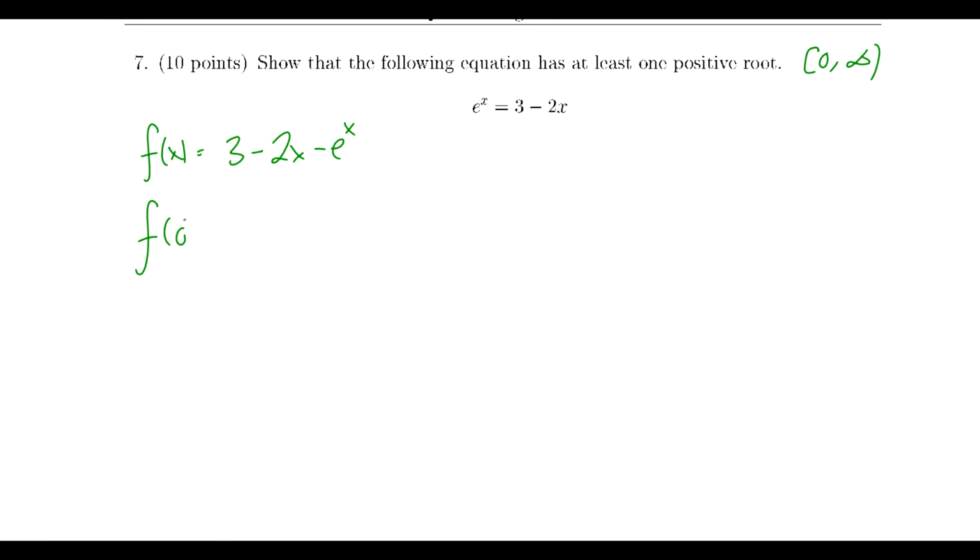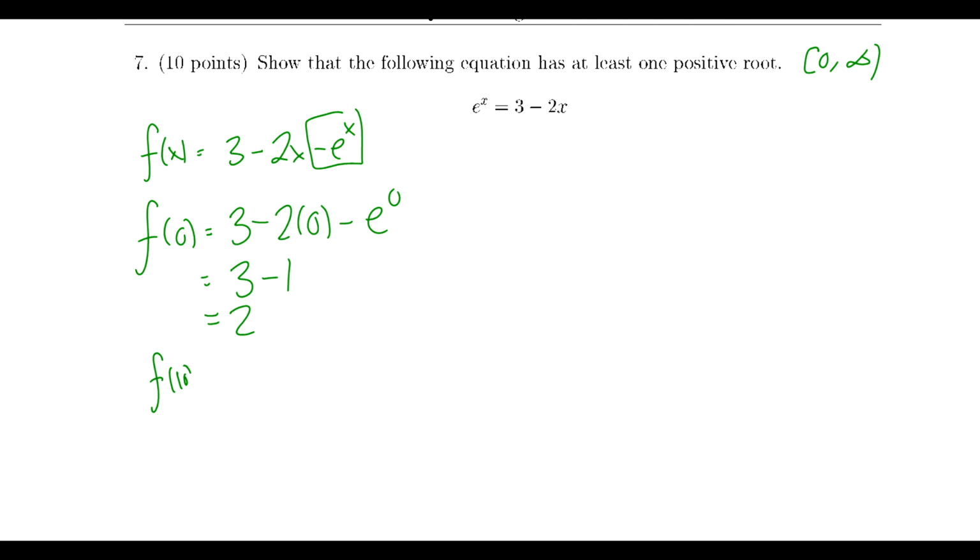We'll first check f of 0, which will be 3 minus 2 times 0 minus e to the 0, which is going to be 3 minus 1, which is 2. And now we want to find a value that is going to be less than 0. So we know that e to the x is going to grow very quick, and we're subtracting it. So we have some very nice numbers we could pick here. But just for safety, let's pick f of 10.